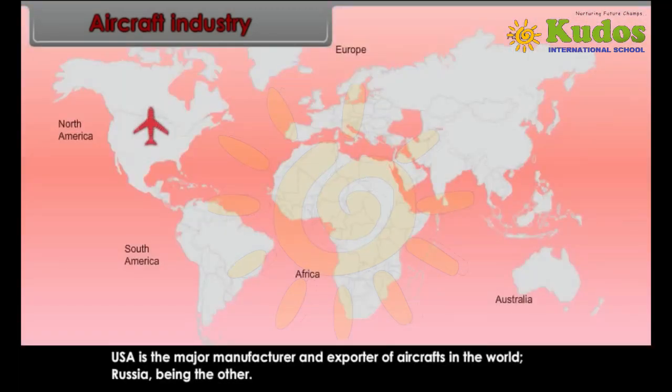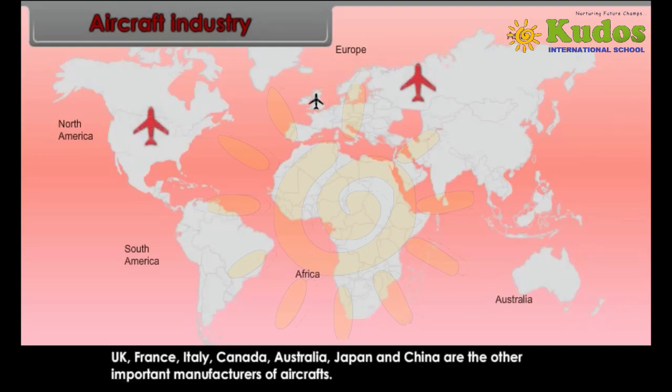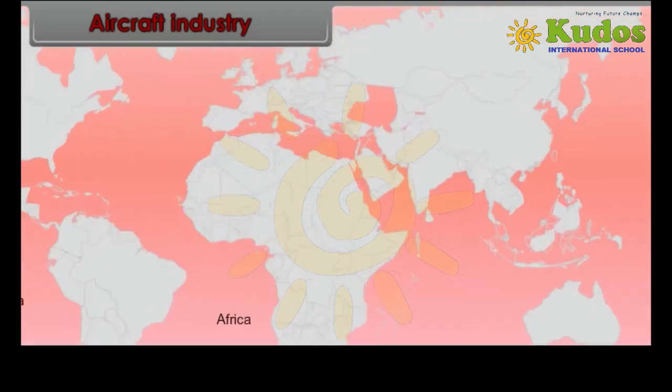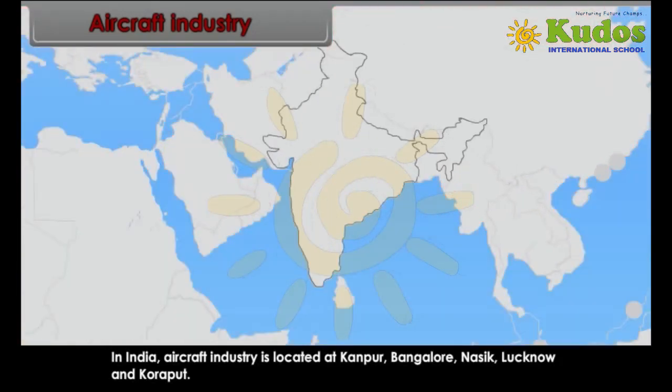USA is the major manufacturer and exporter of aircraft in the world, Russia being the other. UK, France, Italy, Canada, Australia, Japan and China are the other important manufacturers of aircraft. In India, the aircraft industry is located at Kanpur, Bangalore, Nashik, Lucknow and Koraput.